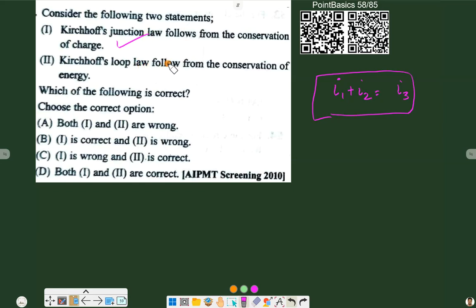Now coming to the Kirchhoff loop law. In Kirchhoff loop law, what do we do? We just find the potential V, and we know that potential is associated with energy. So the second is also true. So we can say both are correct. Option D is the right answer.